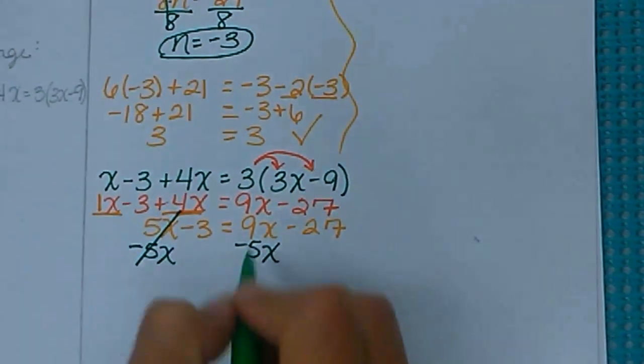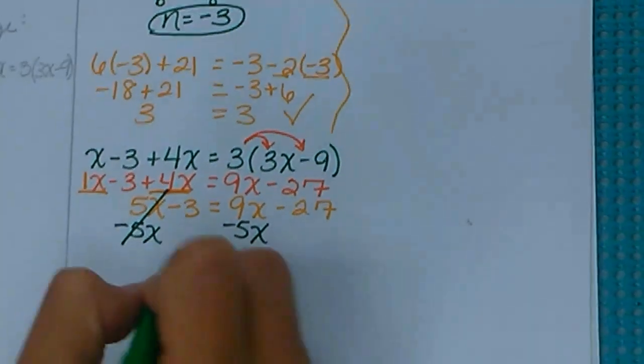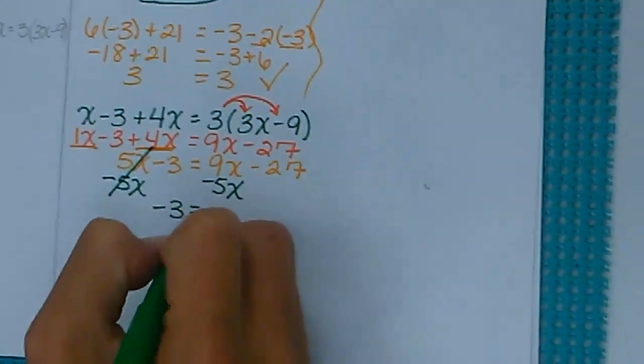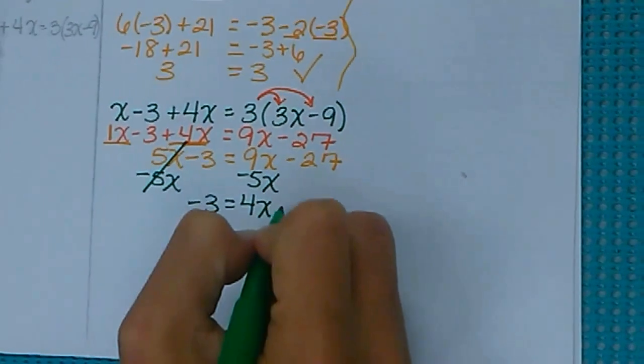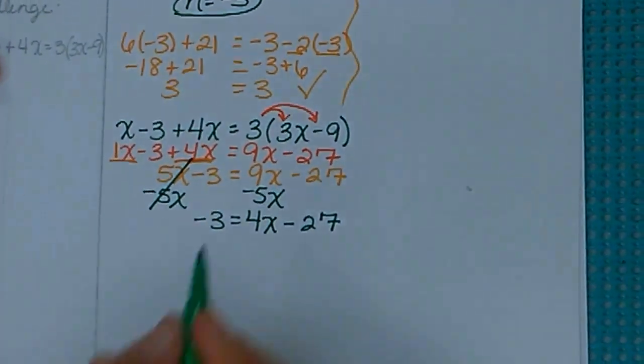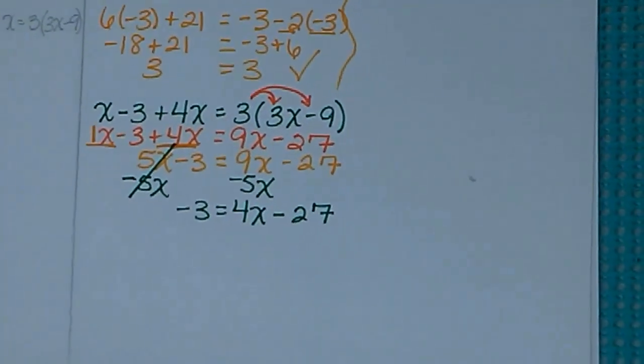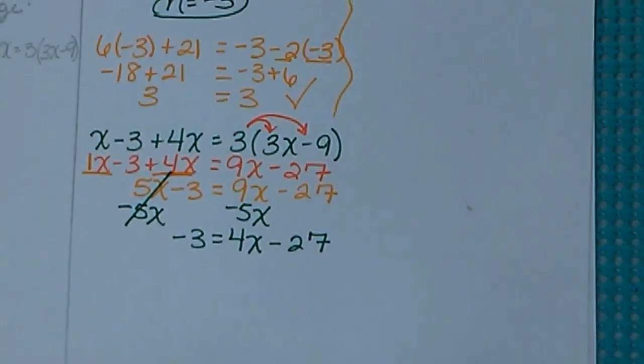Remember, you can only combine like terms. That's why it doesn't go over the 27. So we have -3 equals 4x minus 27. Awesome. My x's are still positive. That's just going to save me a little bit of work at the end. Okay, so let's go ahead, keep going.